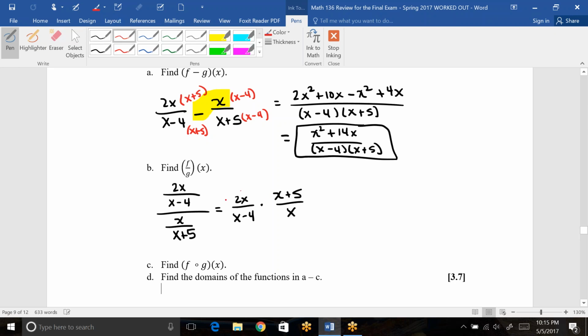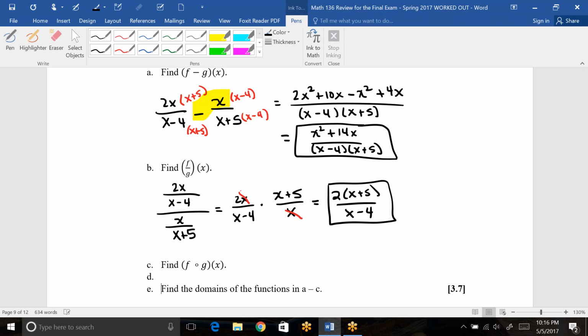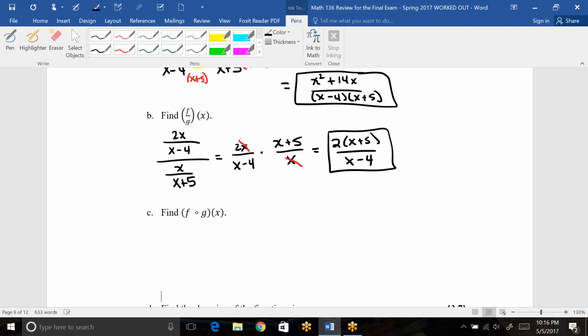Because x and 2x are both monomials, you can cross out the x's there because they're not binomials. So monomials can partially cancel like that, but not binomials. So then this would be a 2x plus 5 on top over an x minus 4. If you wanted to distribute out the 2 on top, you can, but it's fine to leave it as is. Okay, and then the last part before we do the domains is f of g.